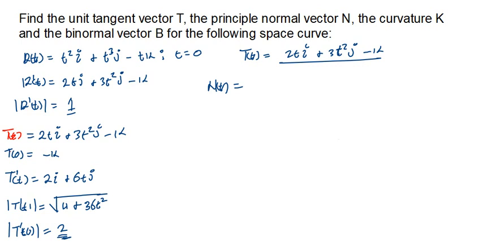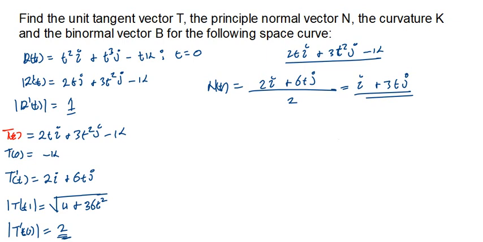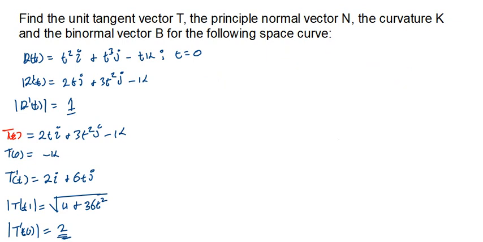Then going to the principal normal vector N(t), that would be equal to the first derivative of the unit tangent vector, which is 2i plus 6t j, divided by the magnitude, which is 2. When you simplify that, that's just going to be i plus 3t j. That is our normal. So I found that our principal normal vector is i plus 3t in the j. If you evaluate it at t equals 0, you're just going to remain with the i.